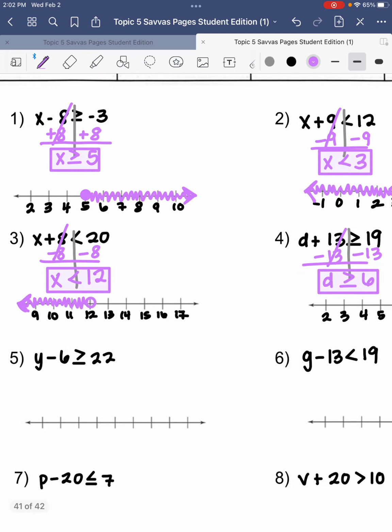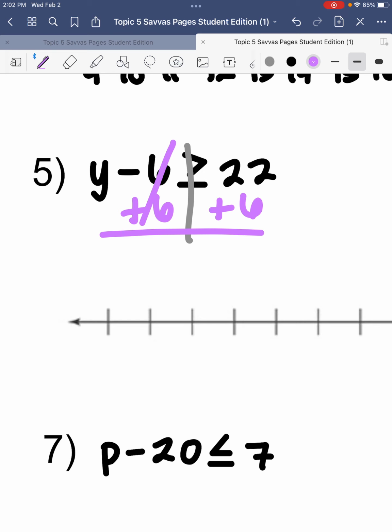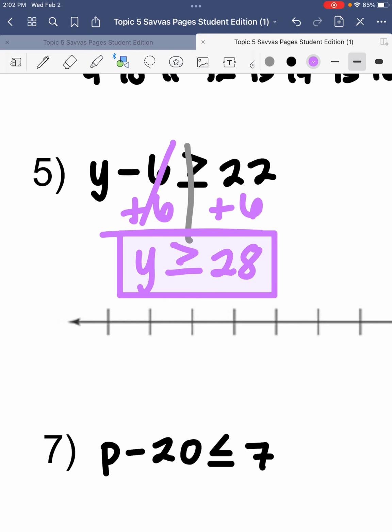Okay. Moving on to number 5, I've got y minus 6 is greater than or equal to 22. So in order to solve this inequality, I'm going to draw my line and I need to add 6 on both sides. So on the side with the y, the 6 cancels out, y comes down, my inequality sign stays the same. It's greater than or equal to, and 22 plus 6 is 28. So my solution is y is greater than or equal to 28.